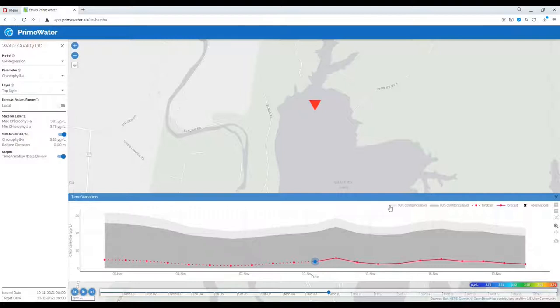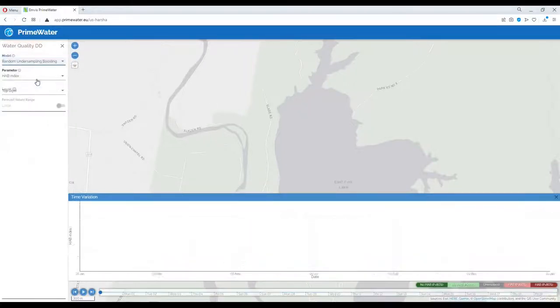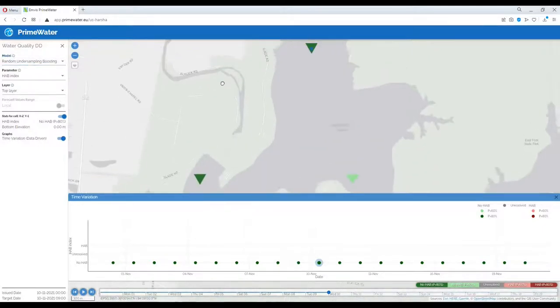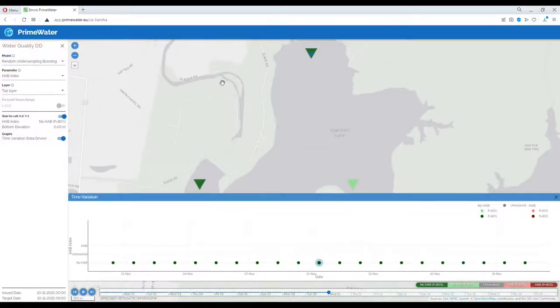I will now jump to the random undersampling boosting algorithm to present you a different type of product we are using for bloom forecasting. So this algorithm has been trained to predict cyanobacteria cell counts, but not as a scalar quantity, but as a probability of exceedance of a specific threshold specified by WHO. And we have made this choice because we have seen that the model has a stronger skill in predicting if cyanobacteria concentrations are going to be over or under the threshold of 100,000 cells per ml, rather than in quantifying exact values of cell densities.